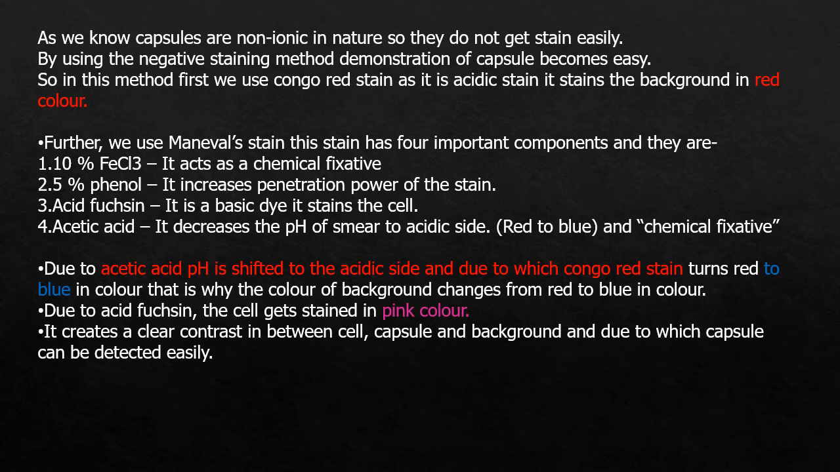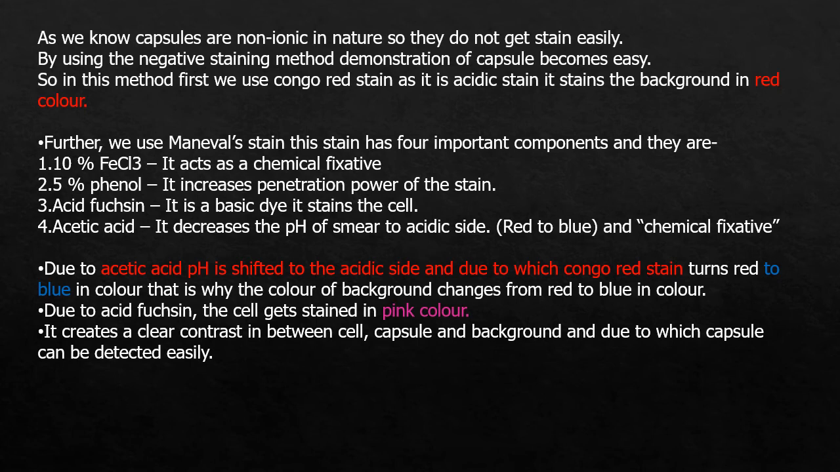In this method we use Congo red stain, as it is an acidic stain. It stains the background in red color. But the Maneval's stain has acetic acid. Due to acetic acid, the pH is shifted to the acidic side, and due to this the Congo red stain turns from red to blue. This is the reason why the background also changes from red to blue in color.